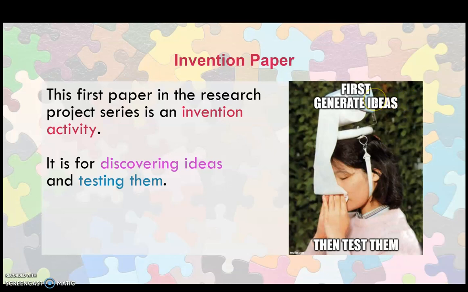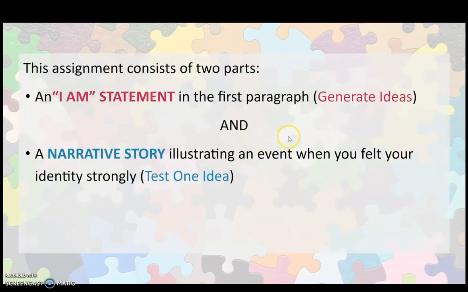This paper will have a two-part structure mirroring those two goals. Your Pieces of Me paper will consist of two parts. It will begin with one paragraph containing an I am statement. This is where you're generating ideas. And then a second part, which may be two, three, or four paragraphs, in which you present a narrative story illustrating an event when you felt your identity strongly. This will be an opportunity to test an idea.